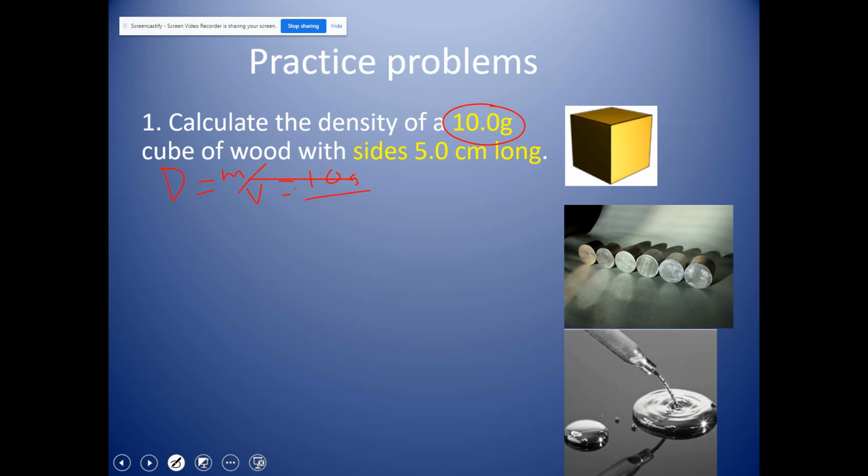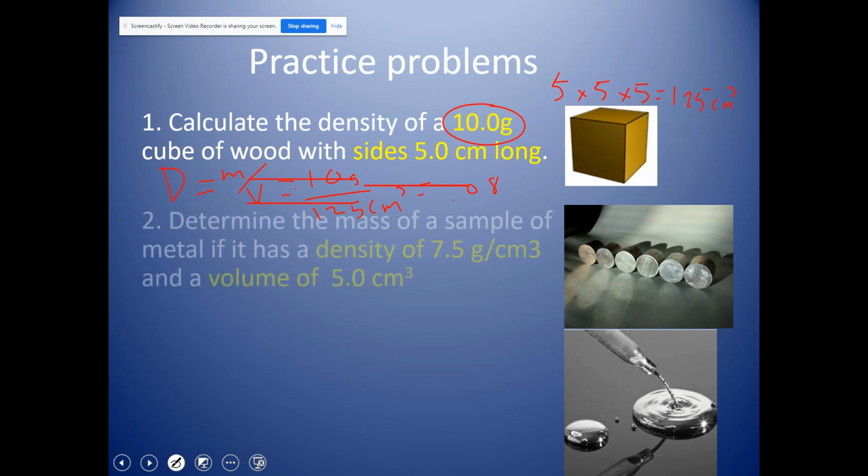But they do give me all the sides of the cube. And I know that the volume of a cube is length times width times height. And I get 125. And since they're in centimeters, I've got centimeters cubed. So down here, I'm going to have 125 centimeters cubed. Okay? And I'm going to get an answer in grams per centimeter cubed, and I believe the answer is 0.08.